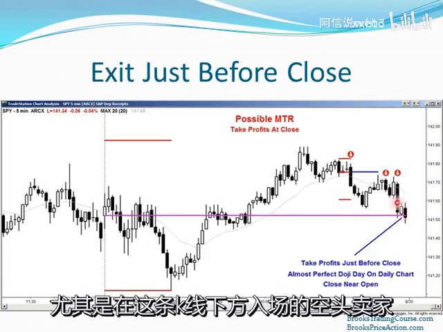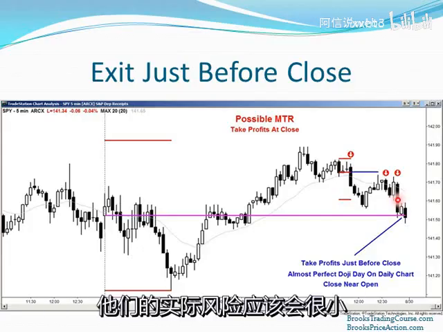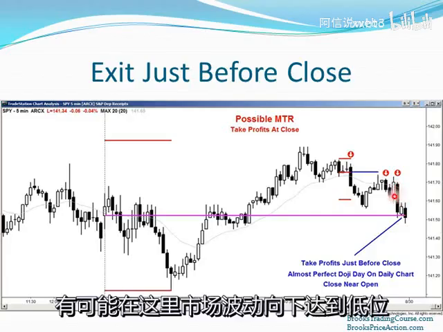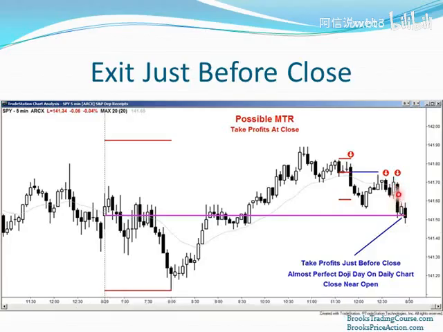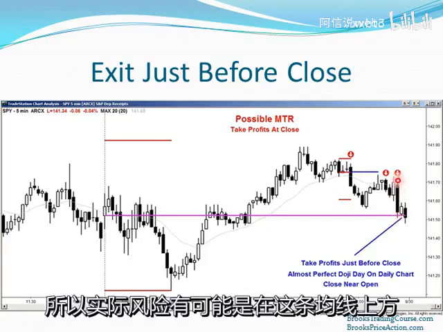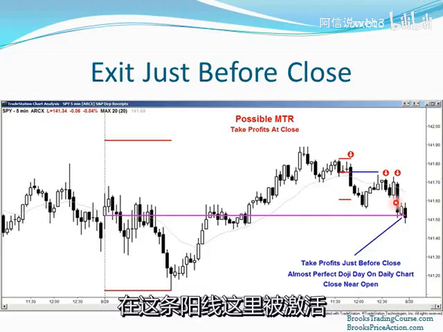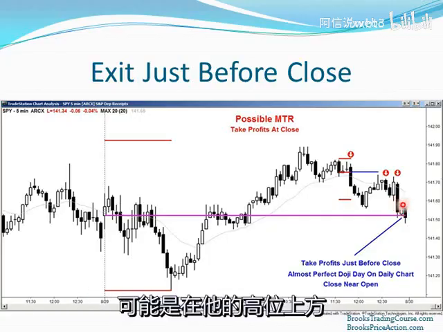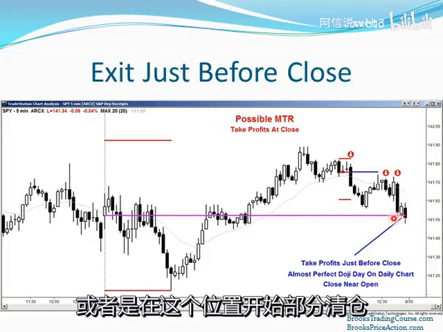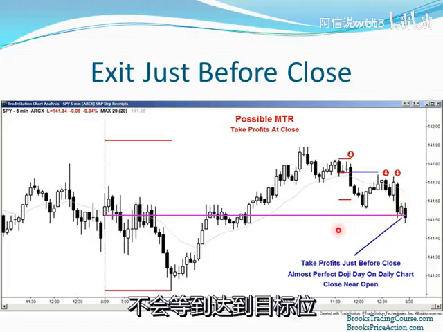As far as the bears who shorted as the market fell below the low of this bar, their actual risk probably was very small. We don't know how much this bar pulled back. It's possible it went below the bar and then traded all the way up to the top of the bar and then traded down again. So the actual risk might be above the high of this bear bar. I don't know. But if I had shorted below this bar and then I saw this bull bar, I would be pretty quick to take profits, either above its high or if we start to stall out here before it reaches the target.